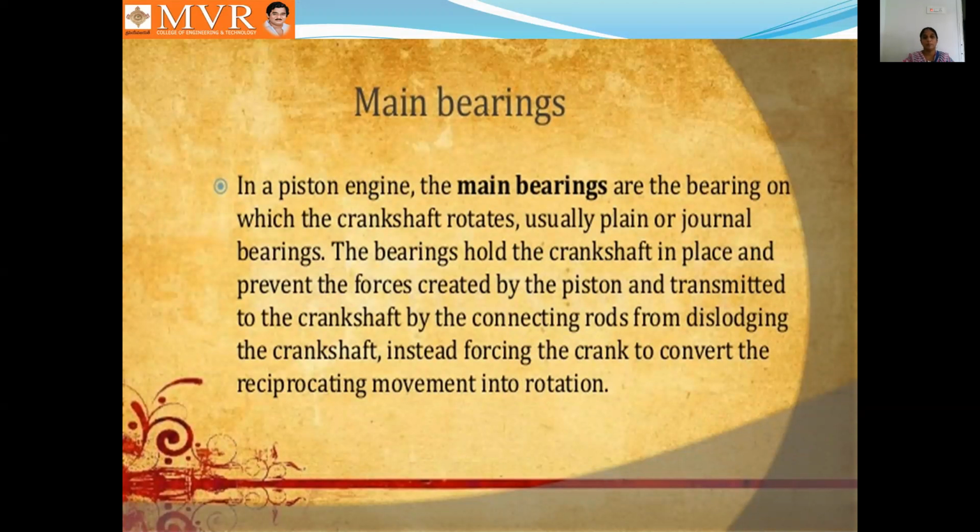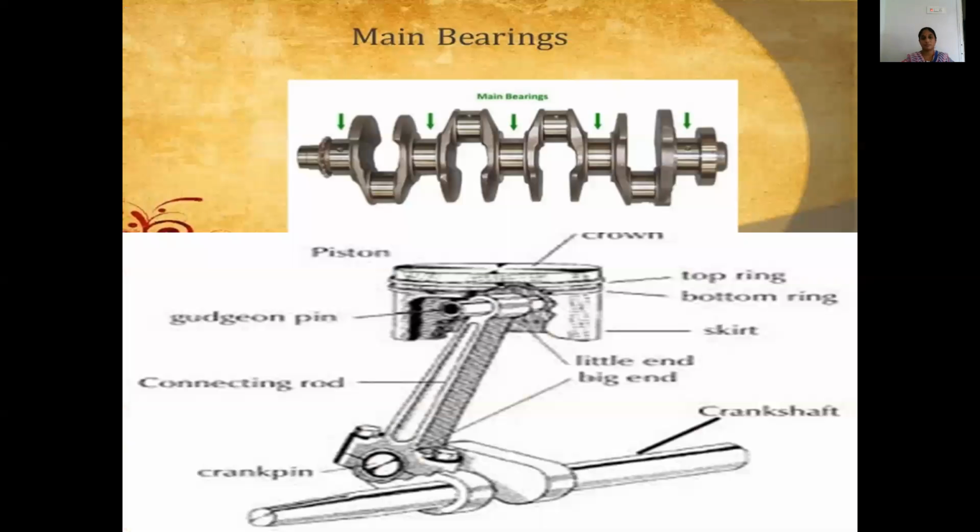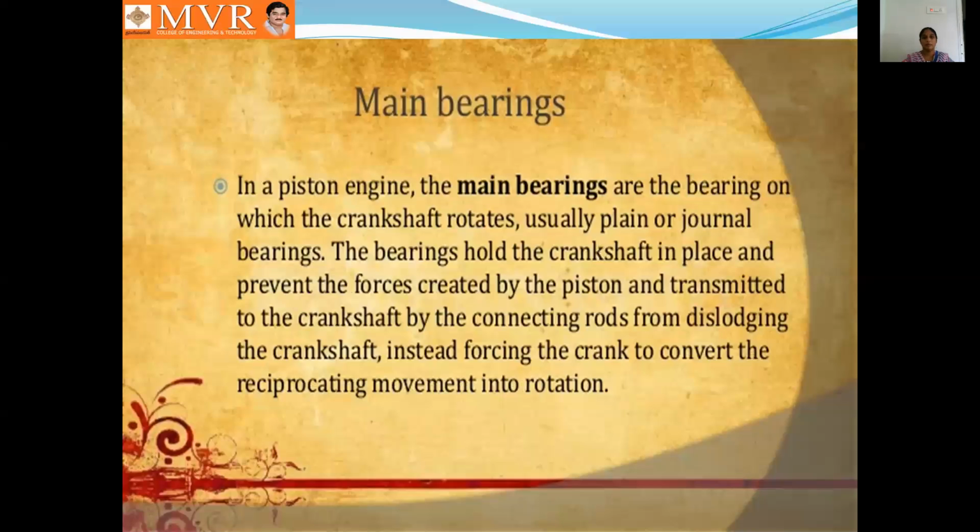What is meant by main bearings? In a piston engine, the main bearings are the bearings on which the crankshaft rotates, usually plain or journal bearings. The bearings hold the crankshaft in place and resist the forces created by the piston and transmitted to the crankshaft by the connecting rods. It is called main bearings.